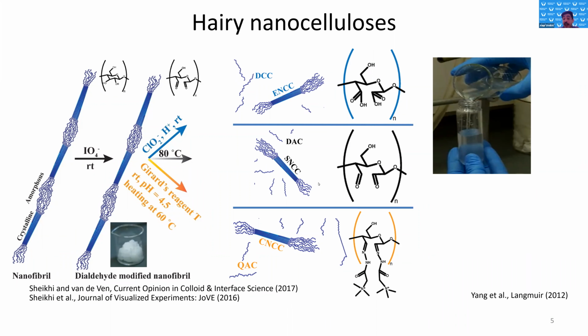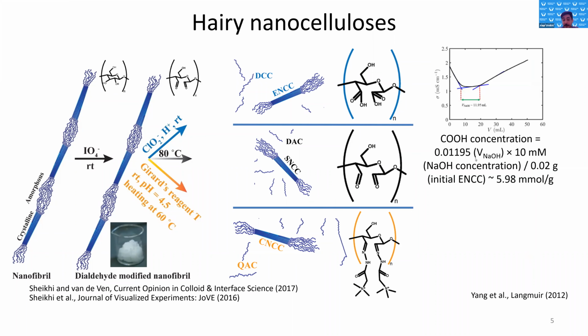We can also heat the dialdehyde modified cellulose and form sterically stabilized cellulose nanocrystals, which are dialdehyde modified, so they are non-charged. And we can also functionalize these hairy nanocelluloses with different types of amines. Here, for example, quaternary ammonium, and form a cationic hairy cellulose nanocrystal. So we go from pulp slurry to a transparent solution through these acid-free chemistries.